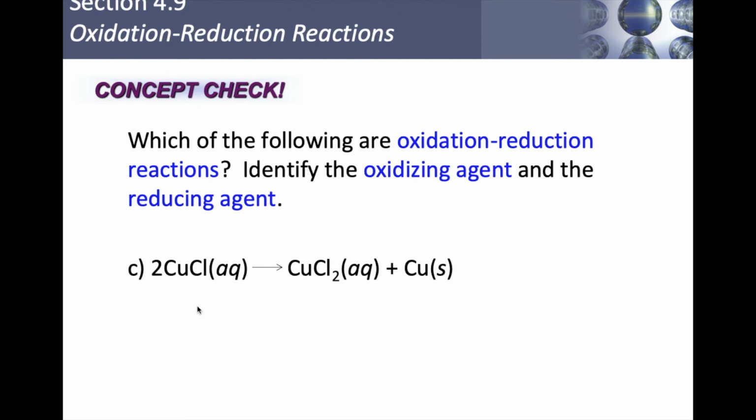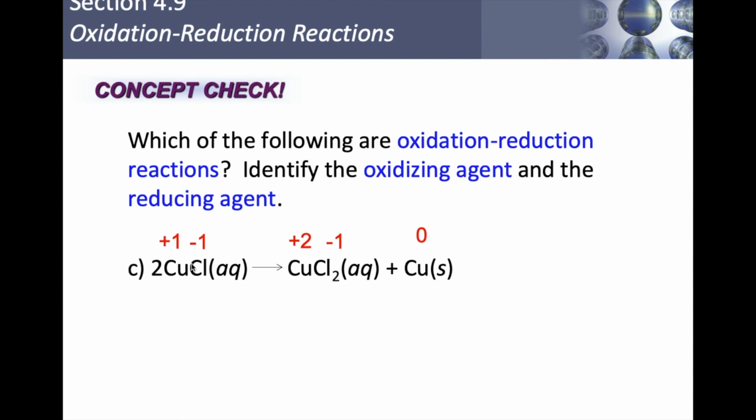I've got copper 1 chloride, and I'm making copper 2 chloride and copper metal. So again, this is in pure form. This is all by itself, so it's always going to be a 0. Here, I've got a -1. I've got a +1. Here, I've got a -1. I have -2 overall, so that means this has to be a +2. So look, the Cl is the same, but the copper is changing. It goes from +1 to +2, +1 to 0.